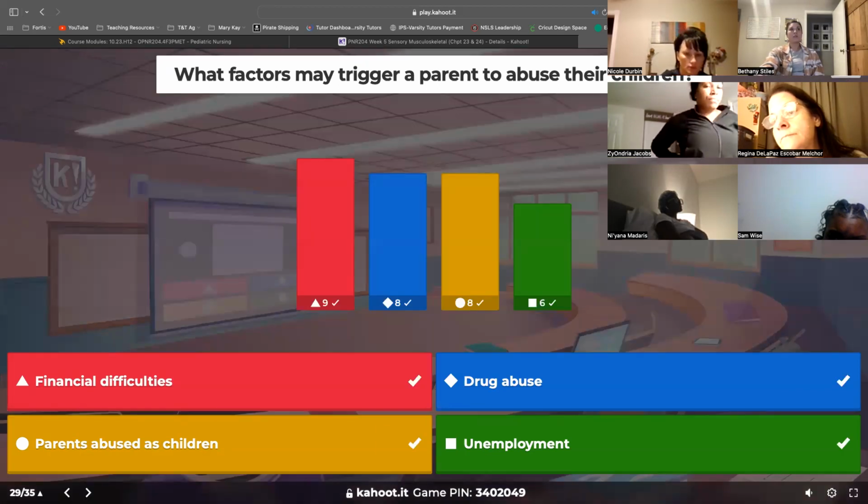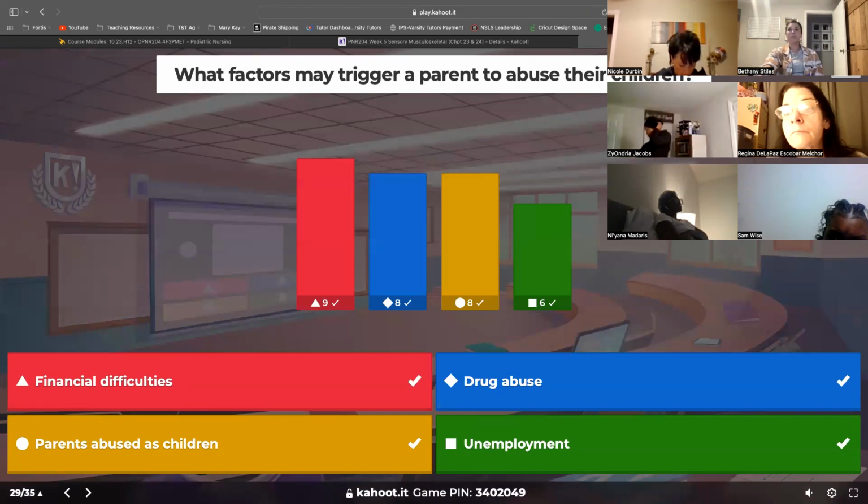So those triggers of child abuse are going to be all of these things, those stressful situations. So financial difficulties, a pattern of abuse, drug abuse, and unemployment.